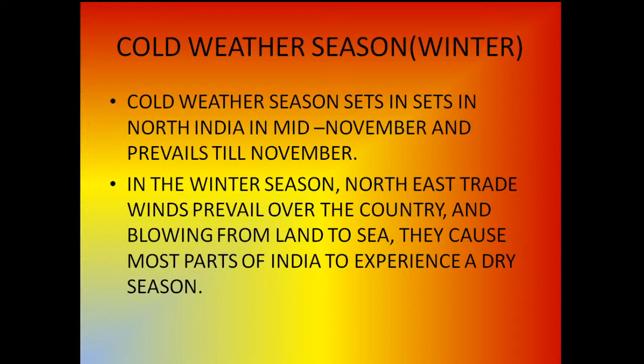So children, if we talk about the inflow of depression, the inflow of depression from west and northwest is the prominent characteristic feature of the cold weather season over the North Indian plains, known as the western disturbances. This low pressure system originates over the Mediterranean Sea and Western Asia. They are brought in by the westerly jet streams.